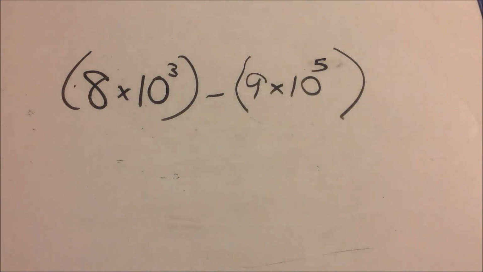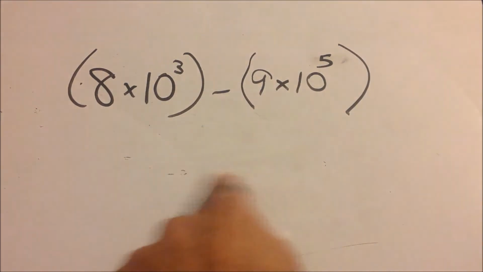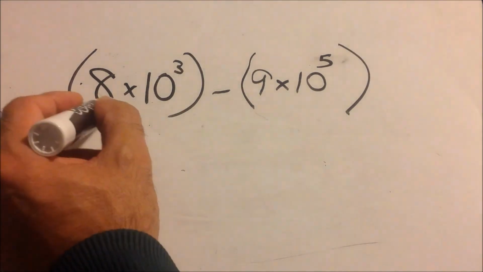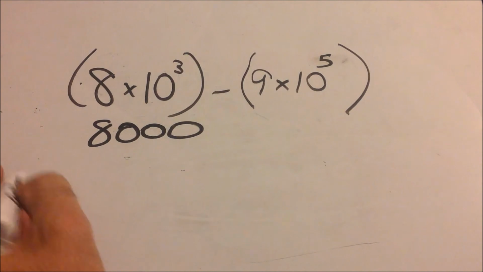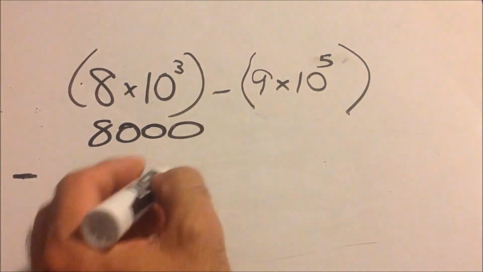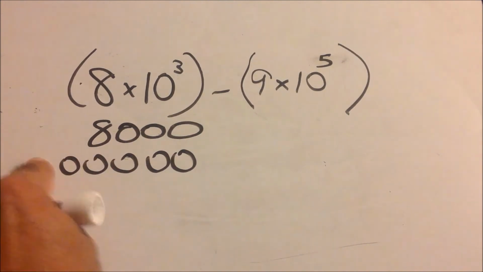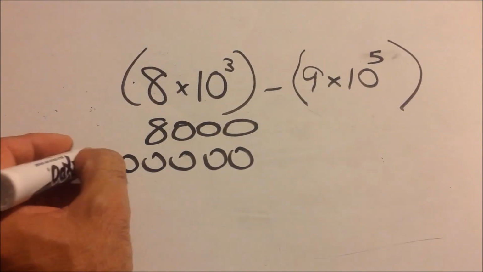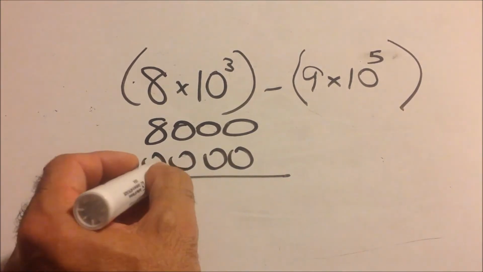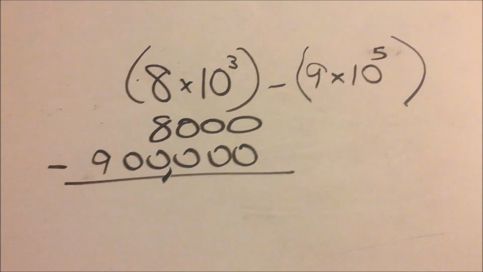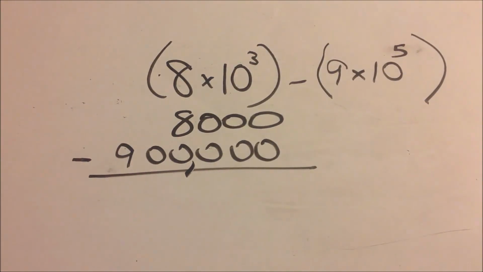Okay. So again, the same principle, same thing, just have a minus sign. Just remember the minus at the end. We have an 8, so we should have 3 zeros here. That's 8,000. And we're going to minus. Now we have 5 zeros here: 1, 2, 3, 4, 5. So it's 8,000 minus 900,000. Remember, the 8 times 10 to the third came first, so you have to do that one first.